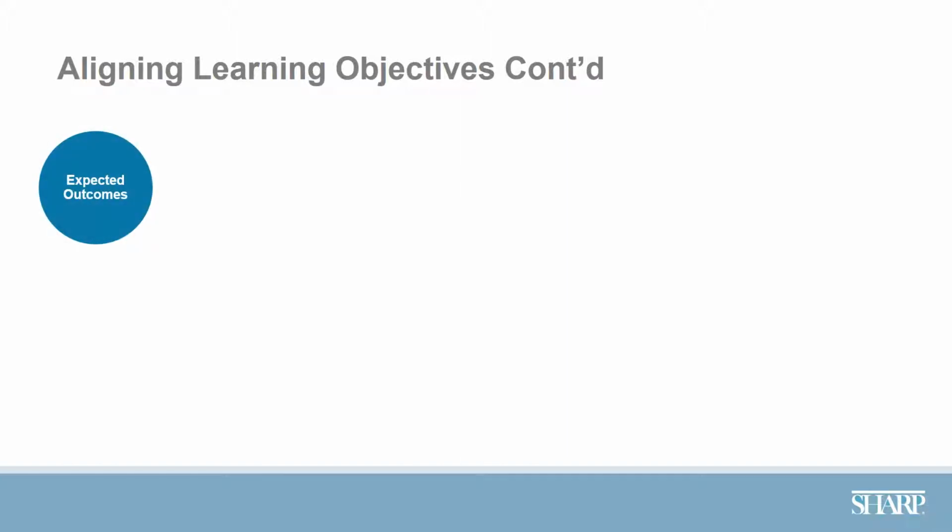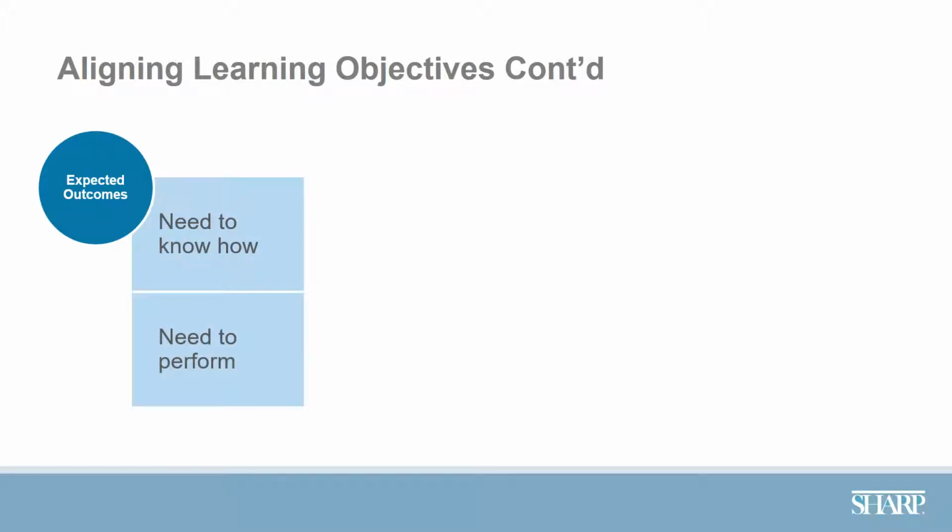So we've identified what we'd like our expected outcomes to be. We have our current practice. We now have decided what we would like the improved practice to look like, and we've decided what they need to know how to do and what they need to perform. When you're looking at that from a learning objective perspective, anything that someone needs to know how to do is competence. It doesn't mean they can actually do it, it just means they know how they should do it or what they should be doing.